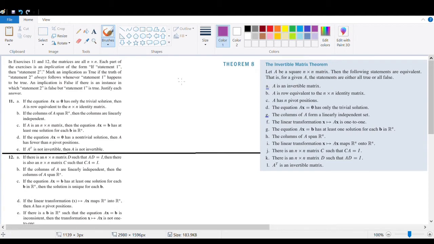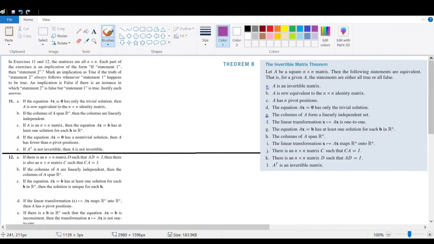In exercises 11 and 12, the matrices are all n by n. Each part of the exercise is an implication of the form: if statement 1, then statement 2. Mark an implication as true if the truth of statement 2 always follows whenever statement 1 happens to be true. An implication is false if there is an instance in which statement 2 is false but statement 1 is true. Justify each answer. So let us see 11a.